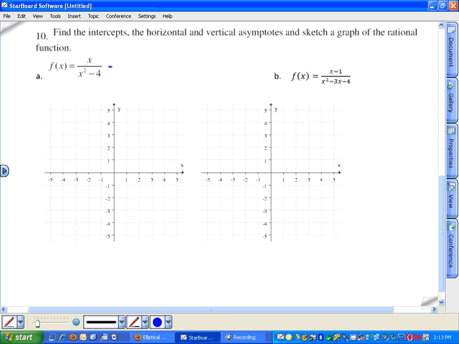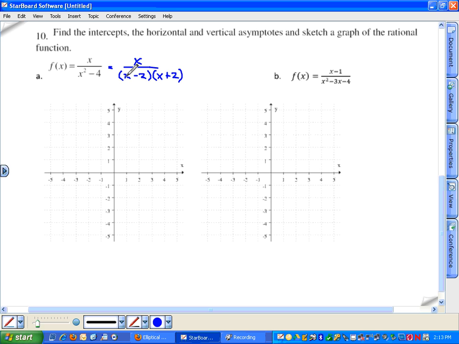Start by factoring whatever you can factor. X squared minus 4 factors into x minus 2, x plus 2. Now the domain of a rational function, you have to find exclusions in the domain, because anytime you have a 0 in the denominator, you're going to have an exclusion in the domain.